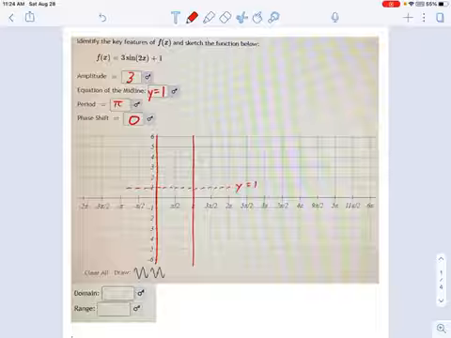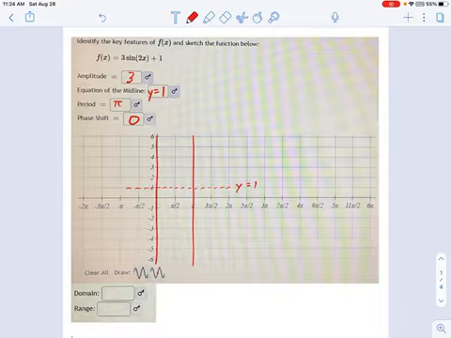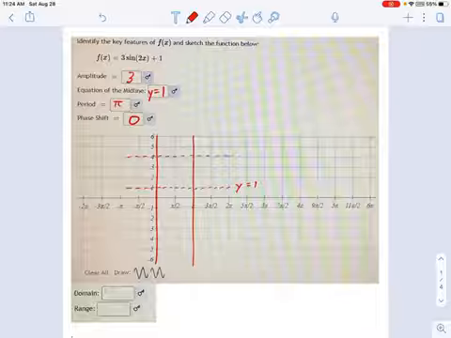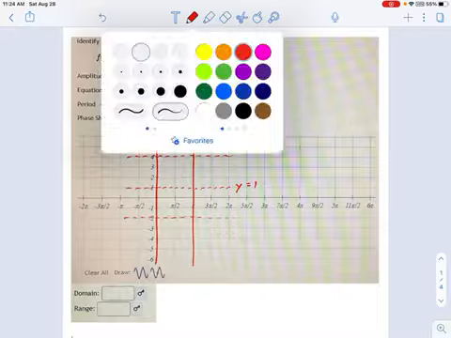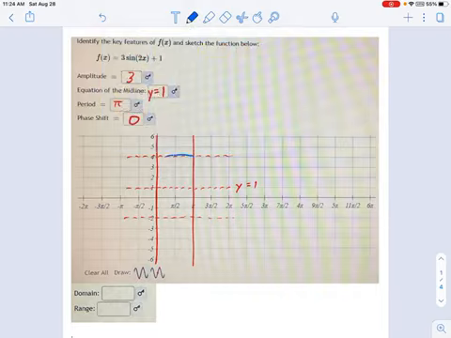And your amplitude is 3, so that goes 3 above the midline. That means the top of your graphing window is going to be right here, and the bottom is going to be, let's see, 1 minus 3 is going to be down here. So the sine function that I'm about to draw is all going to fit within this box right here. That's our graphing window.